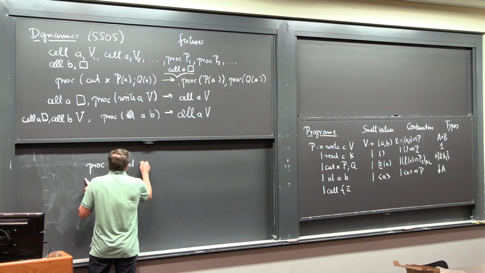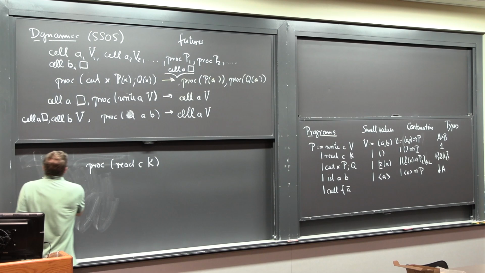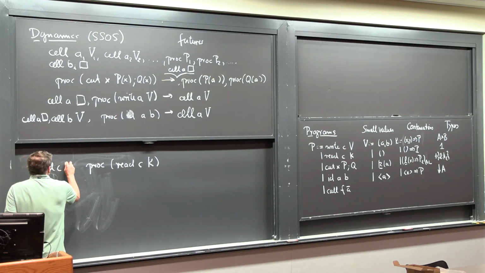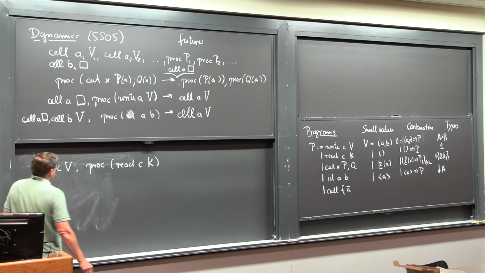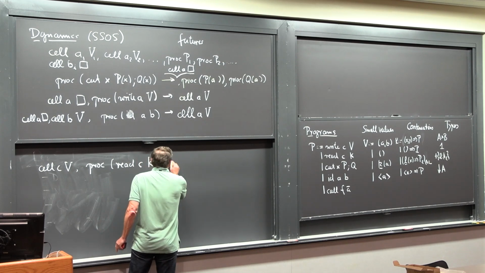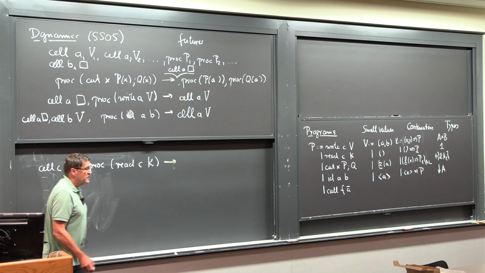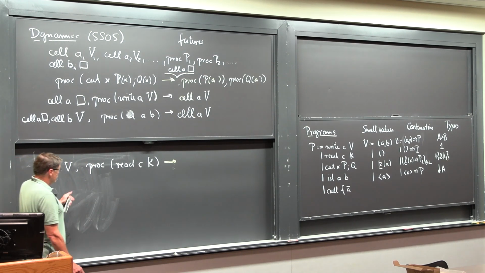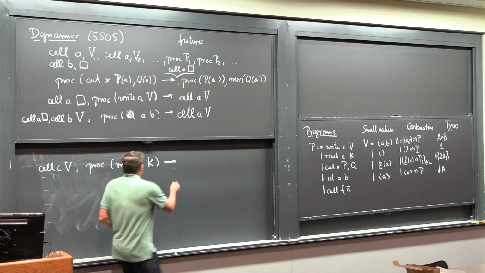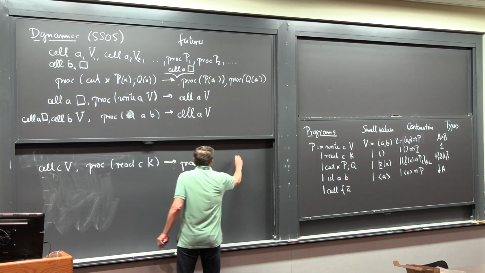So read from cell C. We have a continuation K. And we have a cell C, which contains the value V. So that value has been filled in, so we can read. Oops, what do we do now? So we have another process. The process has to continue, right? And what does it execute?